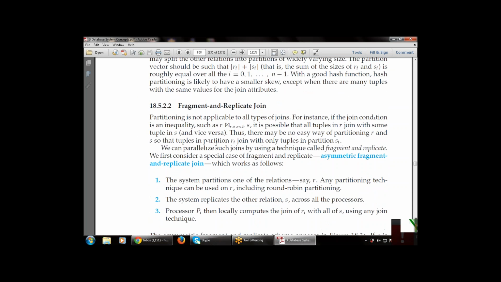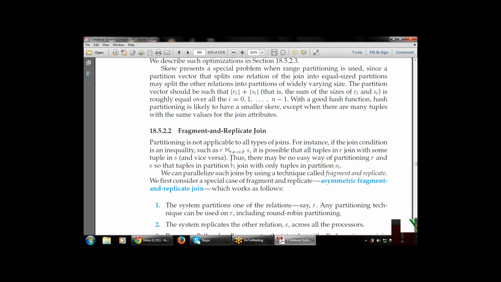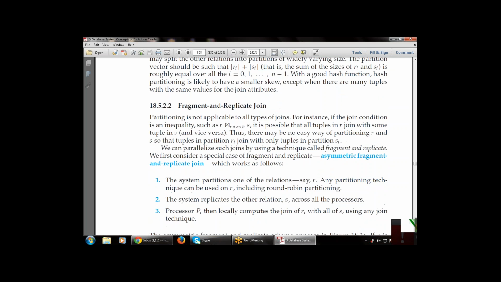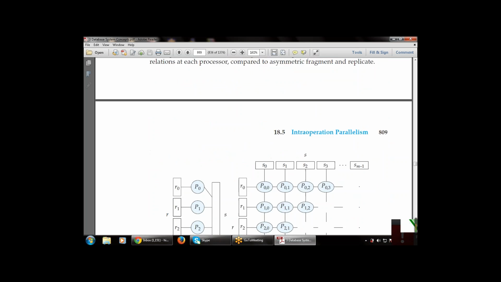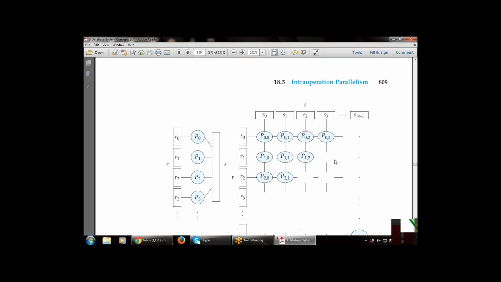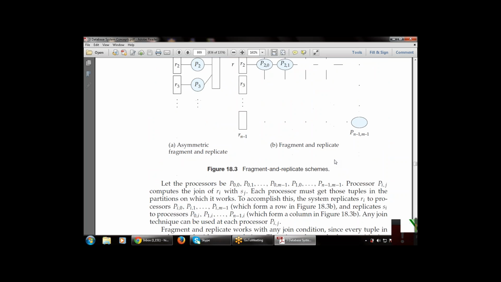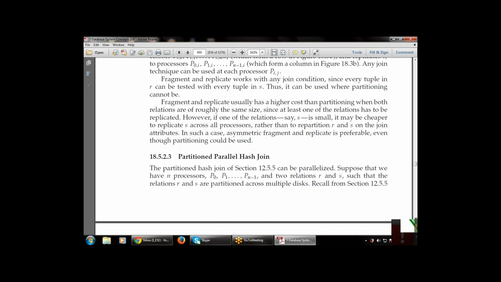There can be range partitioning on the join attributes, or hash partitioning on the join attributes. Then there is the fragment-and-replicate join: first there is a fragmentation, then the join operation is performed. First divide the relations, and then the replicated join operation is carried out. The general case of fragment-and-replicate appears in figure 18.3.b, which shows how to fragment and perform the join operation.